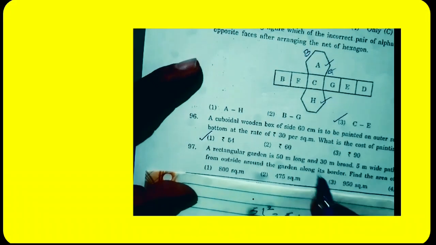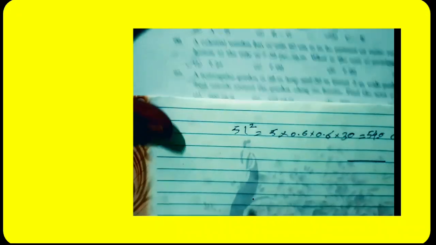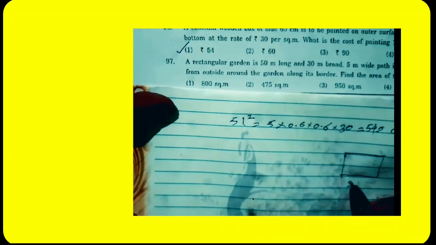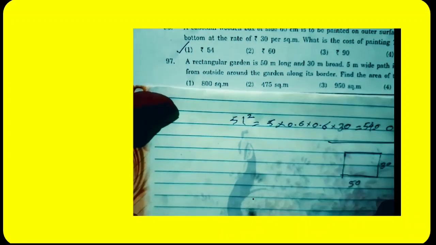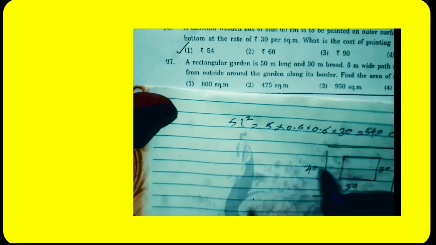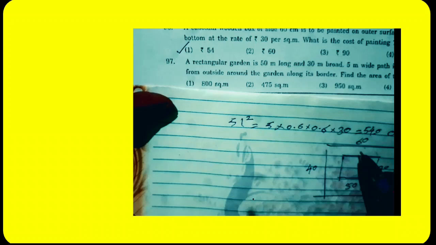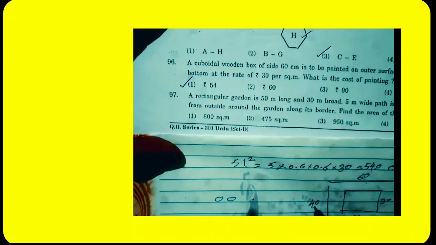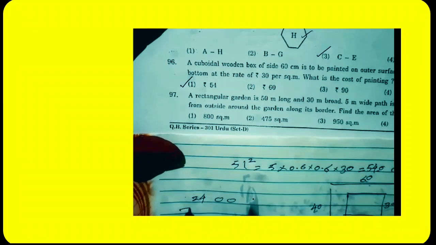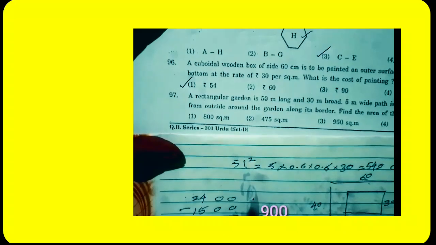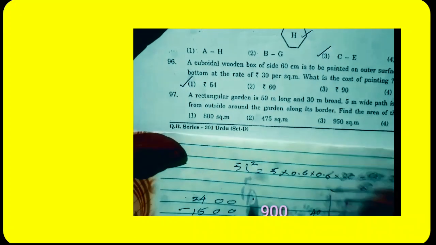This is 50 and 30, that angle. And 5 meter, this is 5, this is 5, that is 40. 5 is 60. 40 plus 60 is, area is 4 times 6 is 24, minus 5 times 3 is 15, minus 0, 900 our answer.